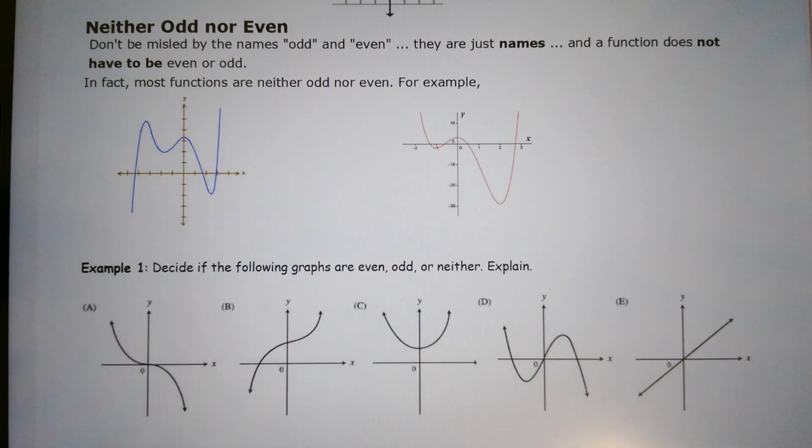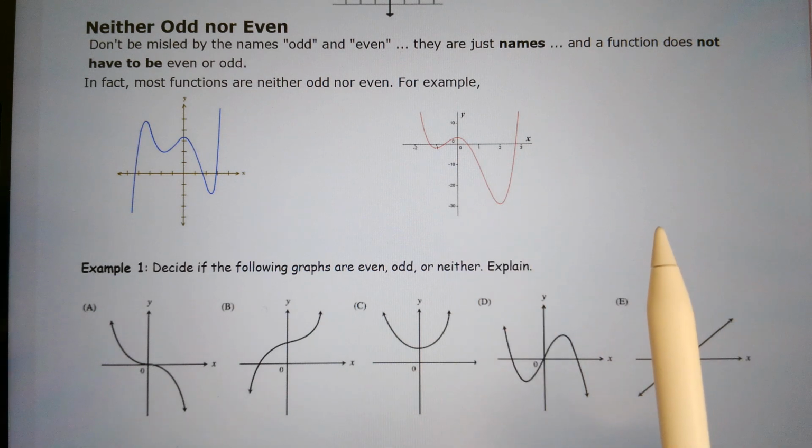Don't be misled by the names odd and even. They are just names, and a function does not have to be even or odd. In fact, most functions are neither odd nor even. For example, this one here does not have symmetry with the y-axis, so it is not an even function, and it does not have symmetry with the origin. The same with the second one.